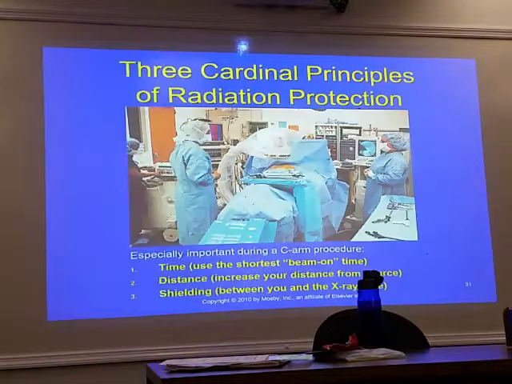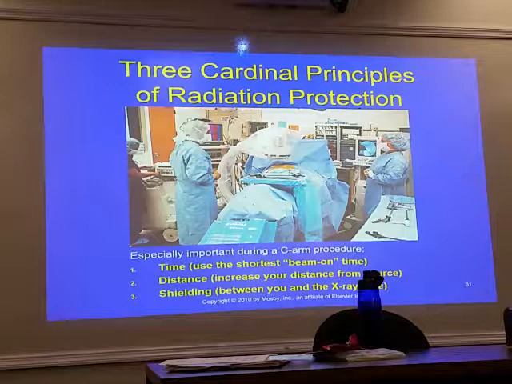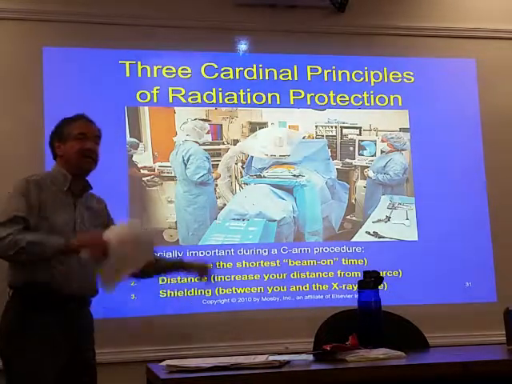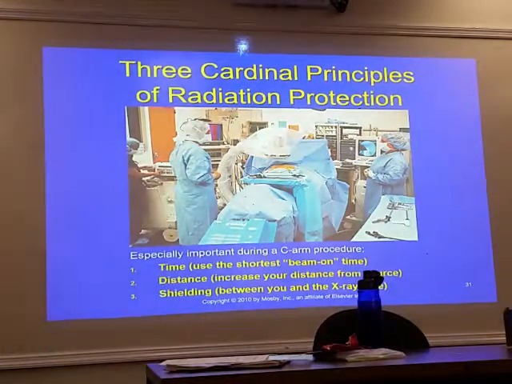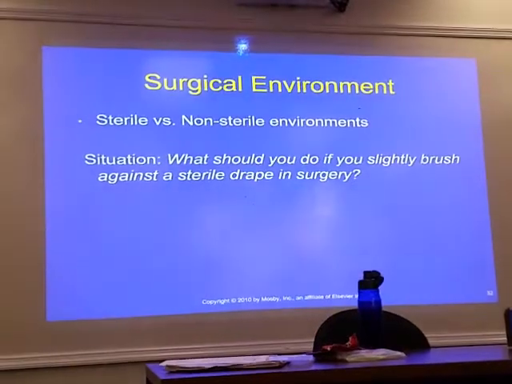Okay. All right, let's see here. Hey, did we ever go over time, distance, shielding? Oh boy, that's so important. So, yeah. And again, the key one probably is going to be distance. Increase your distance, that's going to be the safest thing. But we always want to use the least amount of fluoro, so that will help.